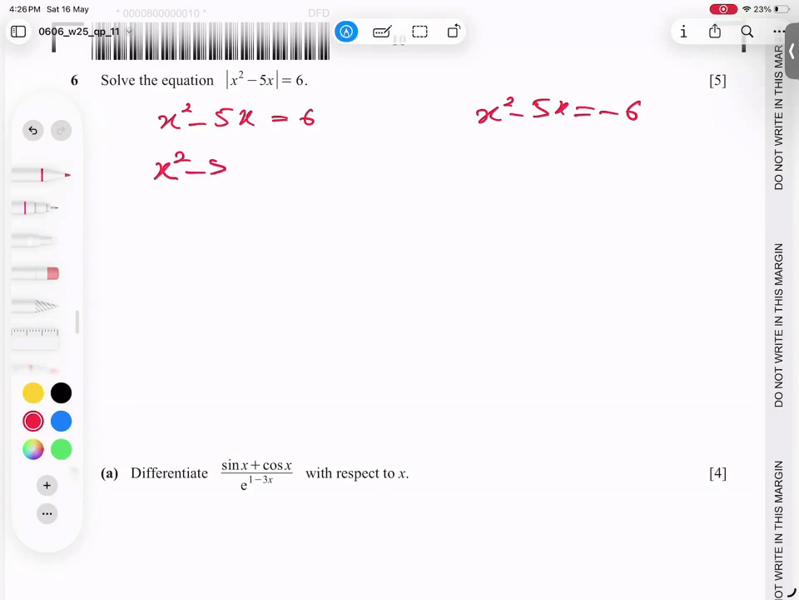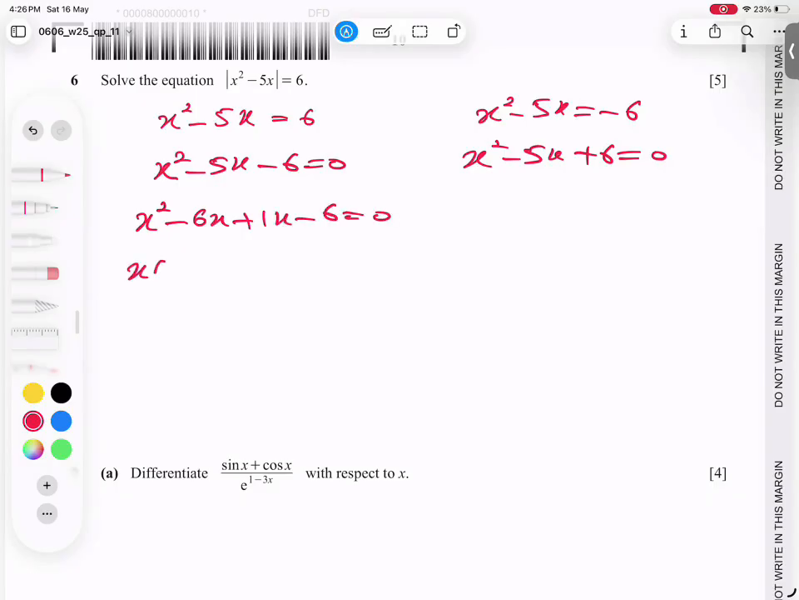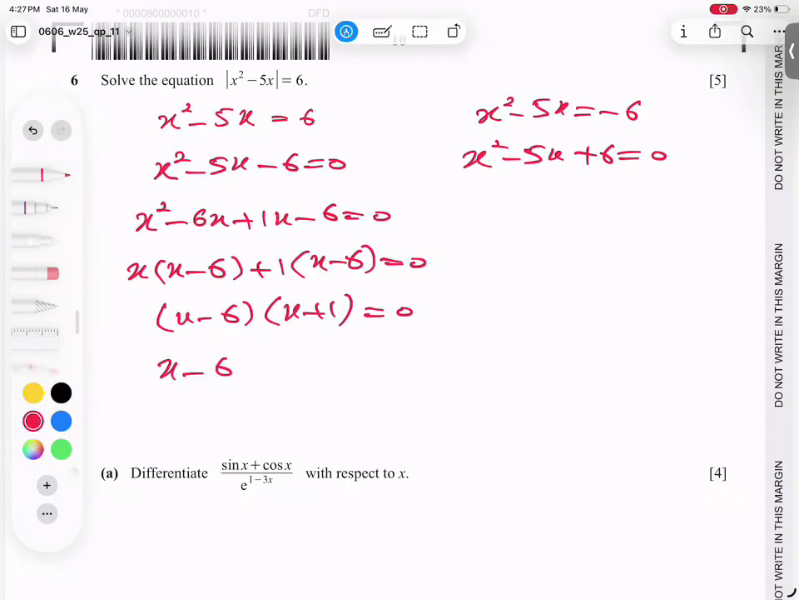Okay, x squared minus 5x minus 6 equal to 0. x squared minus 5x plus 6 is equal to 0. Okay, here, if you check it, so minus 6x and plus 1x and minus 6 equal to 0, x common, plus 1 common. We are getting here x minus 6 equal to 0, or x plus 1 equal to 0. So we are getting 6 and minus 1.